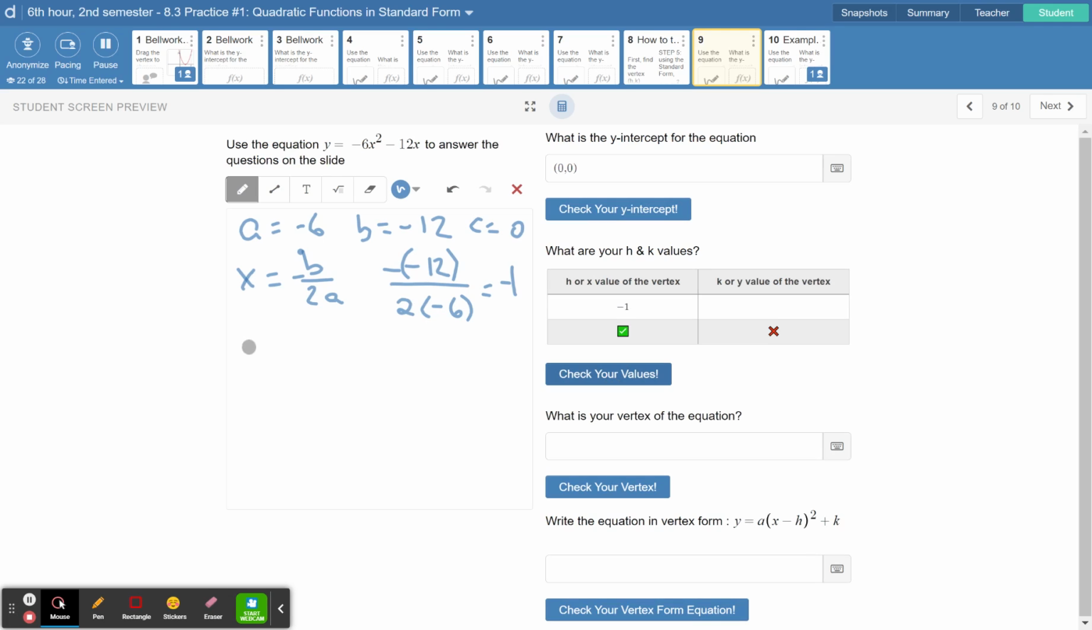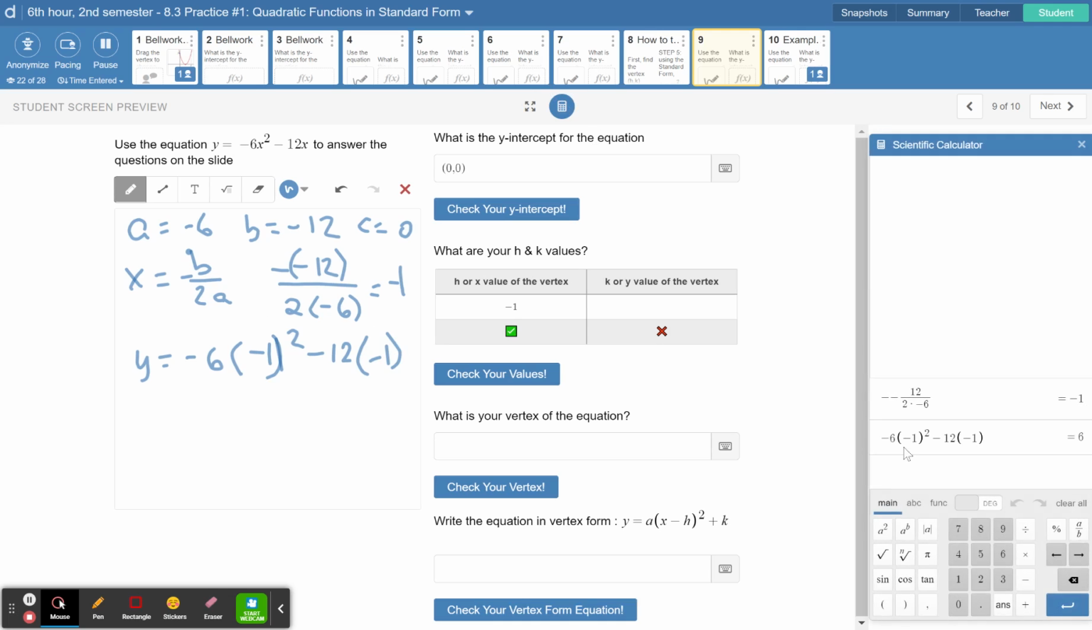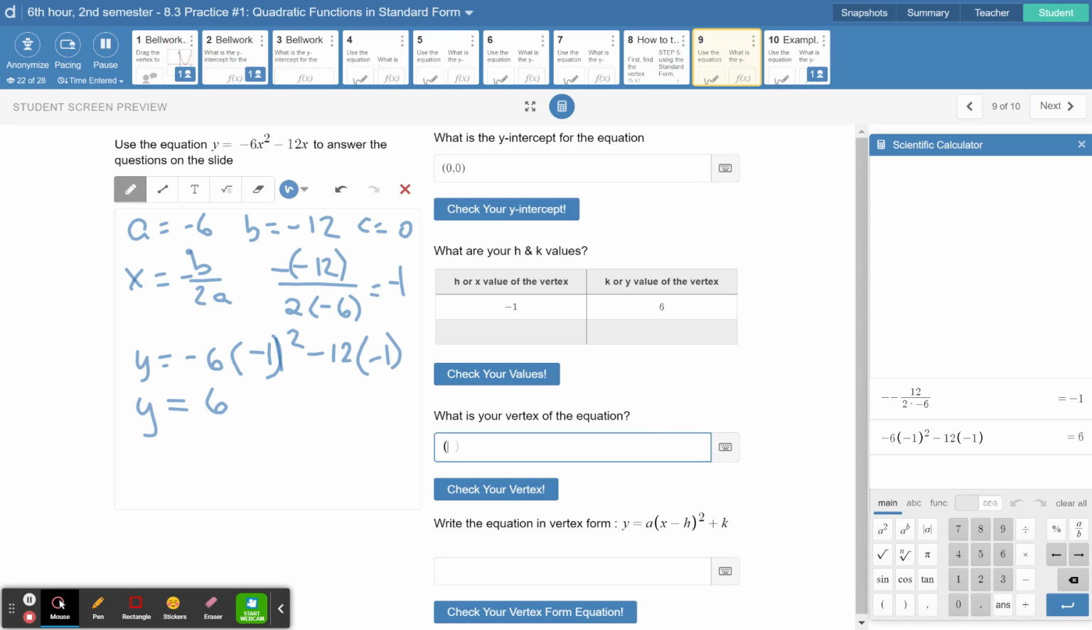Once you get the x value, you're going to plug it into the original equation. Now make sure that you use parentheses. Make sure you use the calculator. So if you use the calculator, you're going to get a +6, which is y equals 6. And then that gives you the k value of the vertex. So the vertex of this line will be -1, 6.